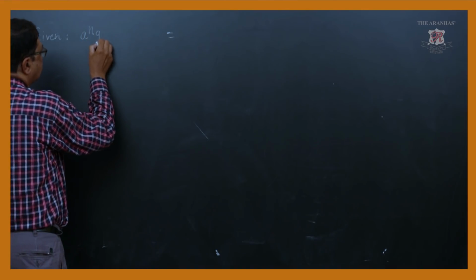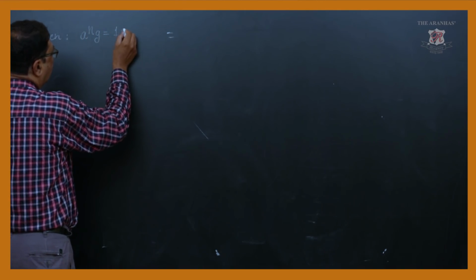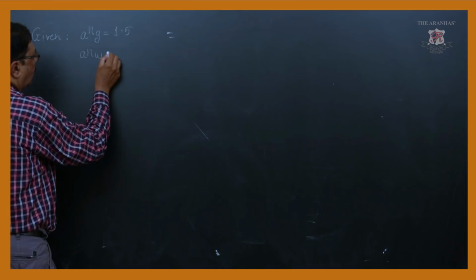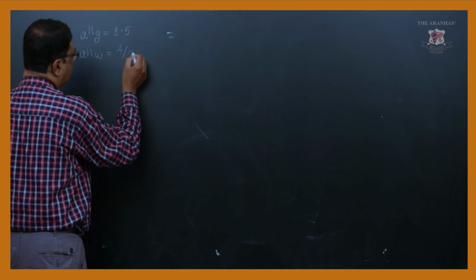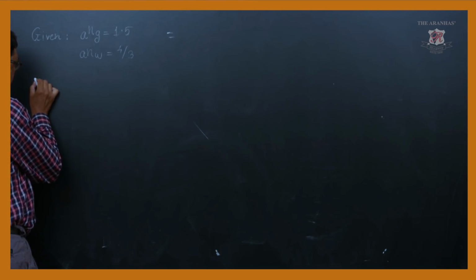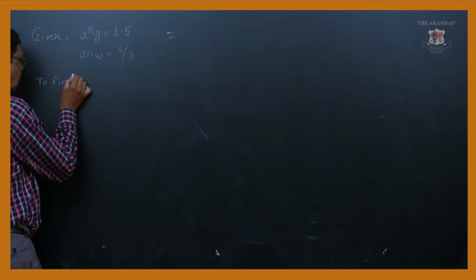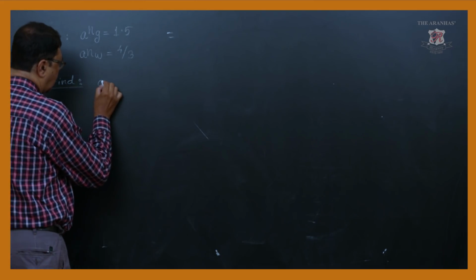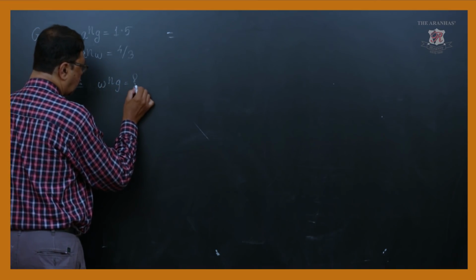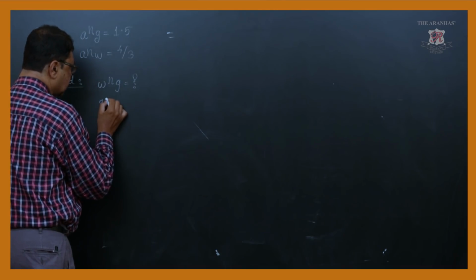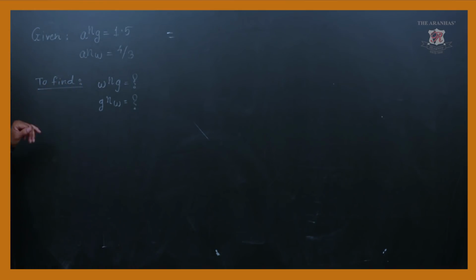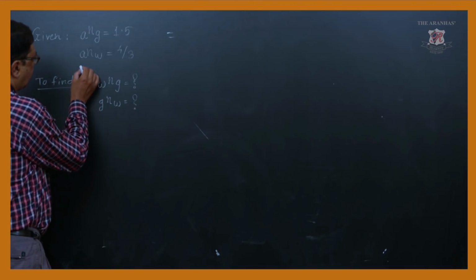Refractive index of glass with respect to air, or absolute refractive index. Refractive index of water was given as 4/3. You were asked to find out the refractive index of glass with respect to water and the refractive index of water with respect to glass. So how can this be done? By using this, you were given additional data.